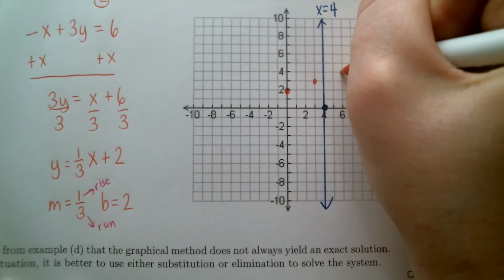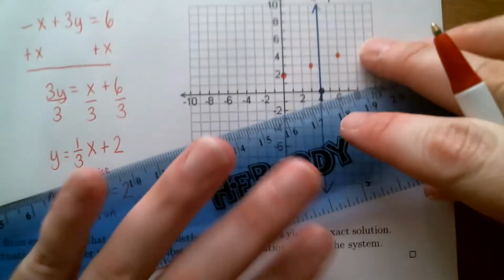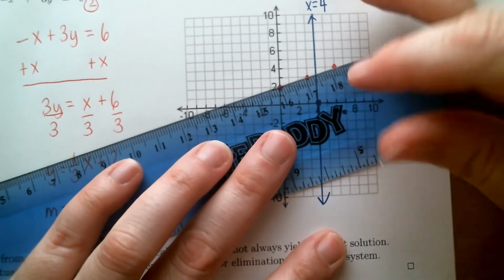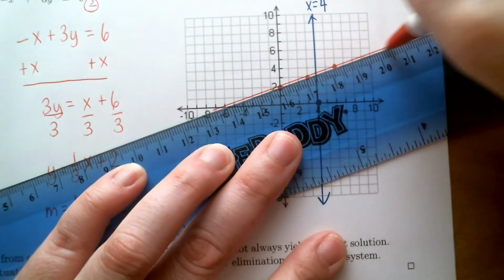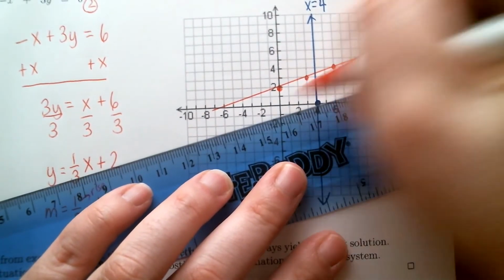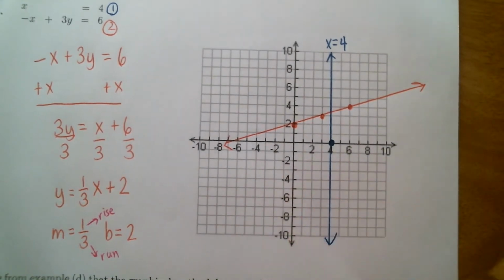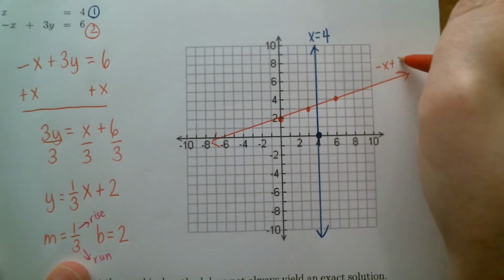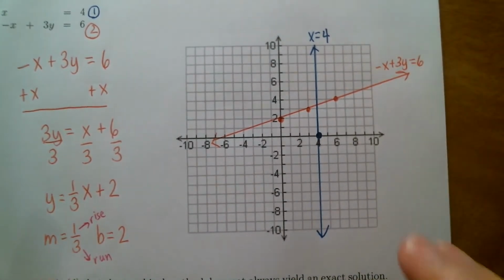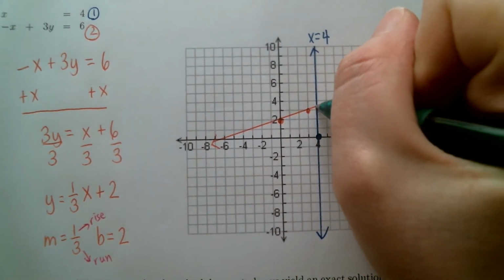That's enough because we can already see that there's going to be an intersection point. So here's my line, and I'll label this one: negative x plus 3y equals 6. Obviously there is an intersection point, right here.